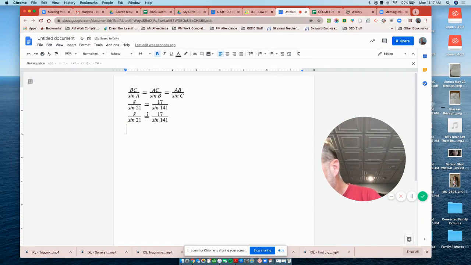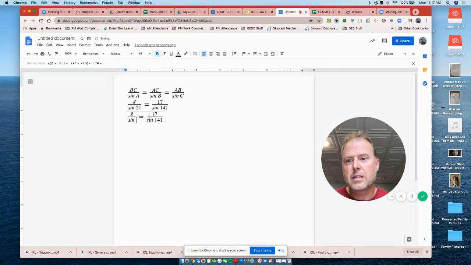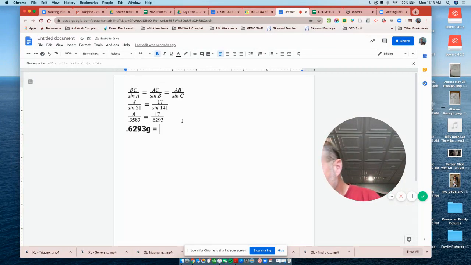Let's do the sine of 21, which is 0.3583, and 17 over the sine of 141, which is 0.6293. All right, now we're going to cross multiply. So we've got 0.6293 G is equal to 0.3583 times 17, which is 6.0911. Now if I divide both sides by what's attached to the G, in this case 0.6293, I get 9.679.